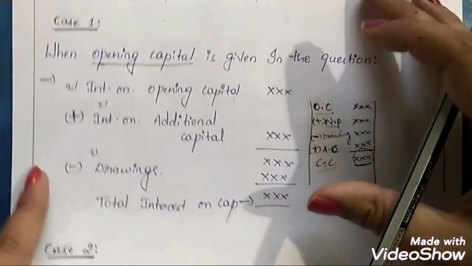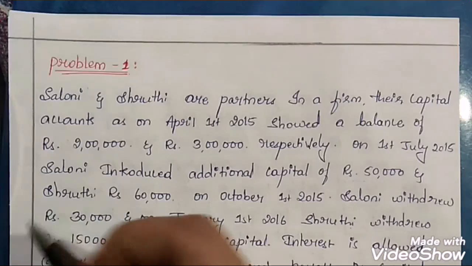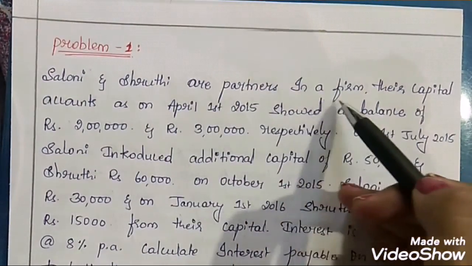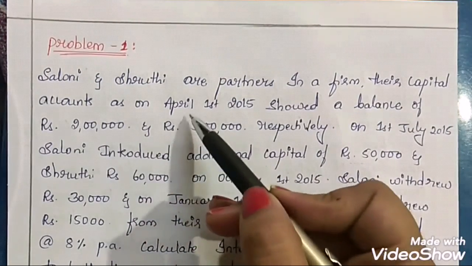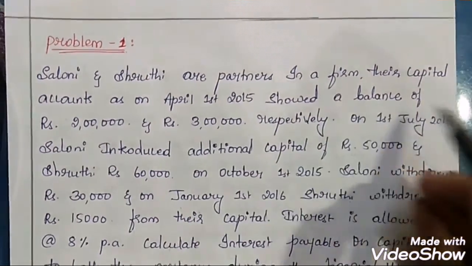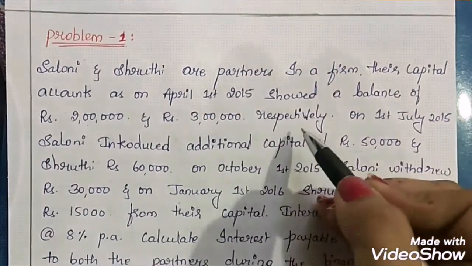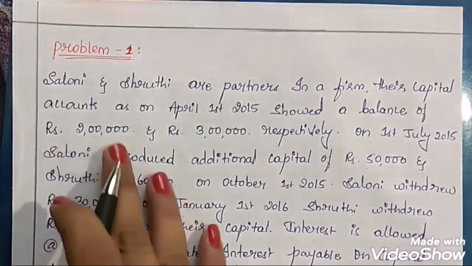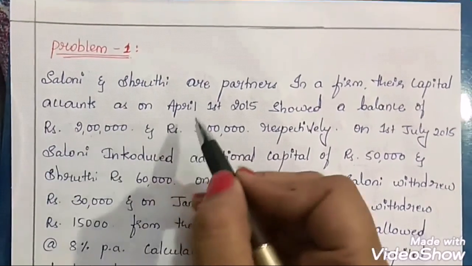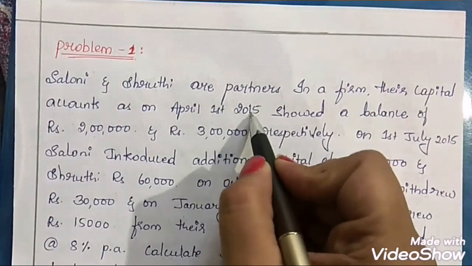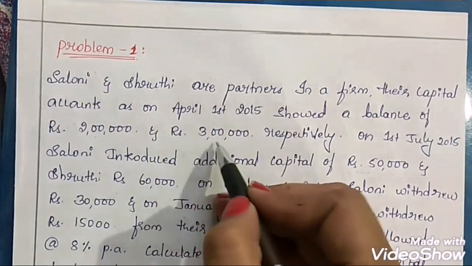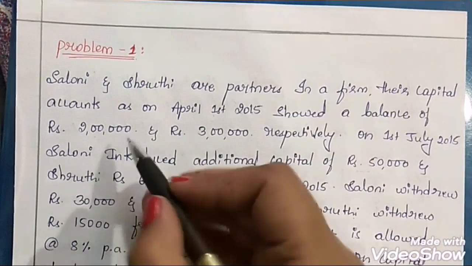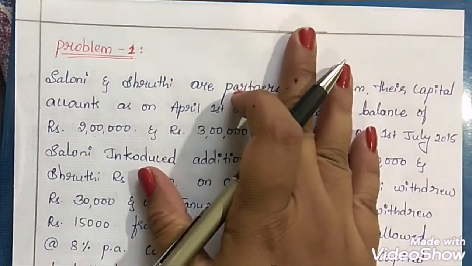Now we will solve problems on each method. So here is problem number 1. Saloni and Shruti are partners in a firm. Their capital accounts as on April 1st, 2015 showed a balance of rupees 2 lakh and rupees 3 lakh respectively. So there are two partners in this firm named Saloni and Shruti. Capital is on 1st of April 2015. It means that this is the opening capital, right? Because 1st April is the first day of the financial year. So opening capital is given in the question.